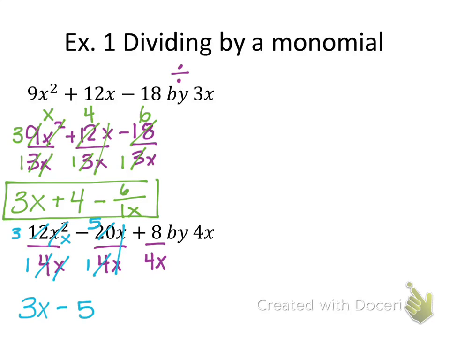Okay? And lastly, I have 8 over 4x. What number can go into 8 and 4? 4. 4 goes into 4 1 time. 4 goes into 8 2 times. So I'm left with 2 over 1x. And this is my final answer. Okay?